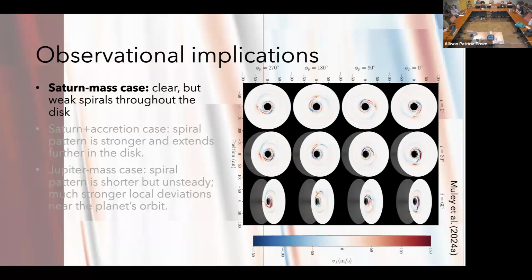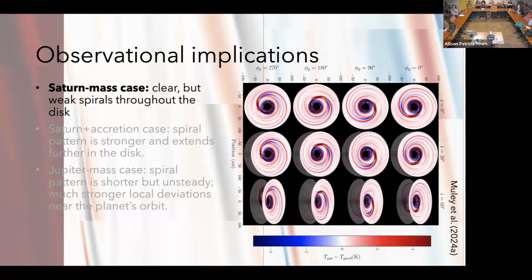If you look at Saturn spirals, they're clear, but fairly weak throughout the midplane. Sorry, the velocity scale is not clearly visible, but it ranges from -150 to 150 meters per second, projected along the line of sight. And this is the thermal spiral, and this is the temperature spiral from plus to minus 5 Kelvin.